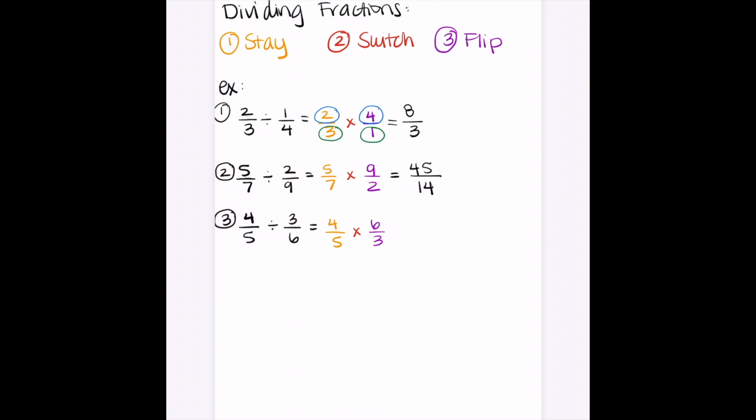6/3. Now we'll go through, and just like before, we're multiplying fractions together, right? So numerators times numerators, 4 times 6, and denominator times denominator will have 5 times 3. So 4 times 6 will give me 24, and 5 times 3 gives me 15.